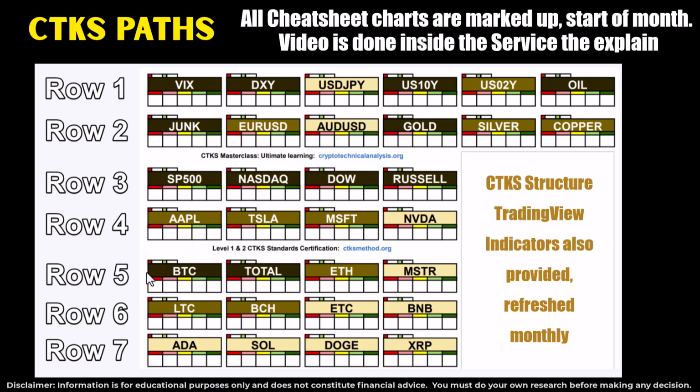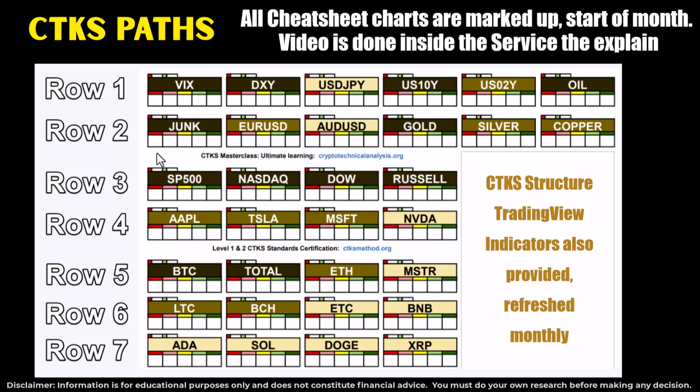But there are also paths drawn on Apple, Tesla, Microsoft, Nvidia, the Russell, the Dow, the Nasdaq, S&P 500, the VIX, the DXY, gold, silver, copper, oil, the 2 and the 10, and of course the leading cryptos. Not to mention the S&P 500 and the Nasdaq.